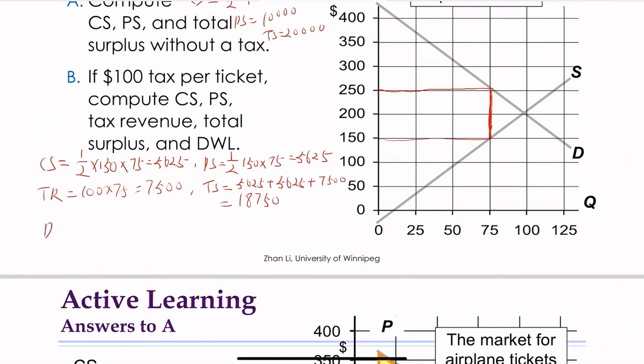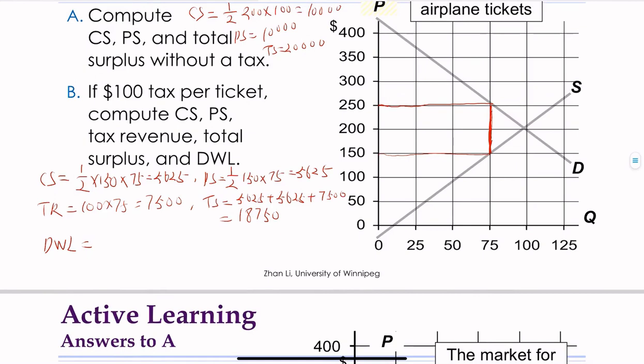Now, what is the deadweight loss? Deadweight loss is essentially the difference between the total surplus without tax and the total surplus with tax. So basically, deadweight loss equals 20,000 minus 18750, which I guess is 1250.